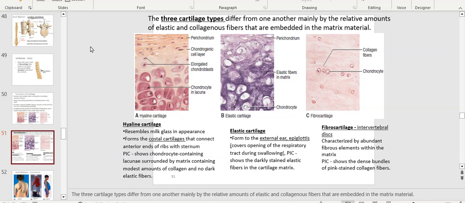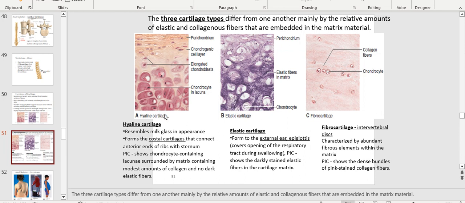I hope the three types of cartilage there that I want you guys to know here differ from one another mainly by the relative amounts of elastic and collagen fibers, okay? And you'll see there that we have hyaline cartilage, which we've talked about. We've got elastic cartilage, very different, and we have fibrocartilage. And hopefully at the end of this, you guys would be good to go on these.